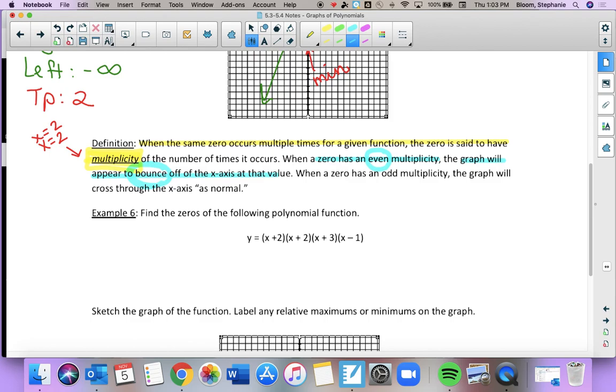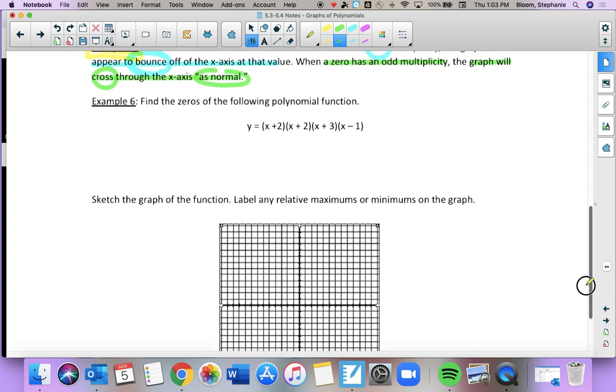If it has odd multiplicity, so you get it out 1 time, 3 times, 5 times, then your graph's going to do like it always does. It's just going to cross, just like normal, which makes sense because every time you get out x equals 1 or x equals 5 or x equals 2 or x equals 4, we cross the x-axis at that point. Okay? And we're going to do an example where you're going to watch this bounce.